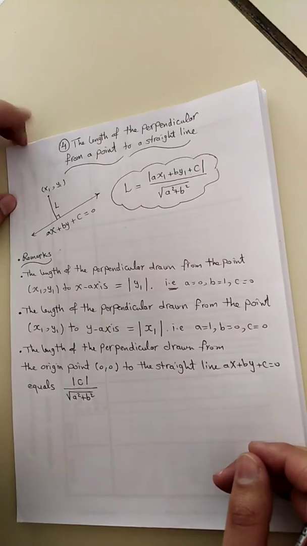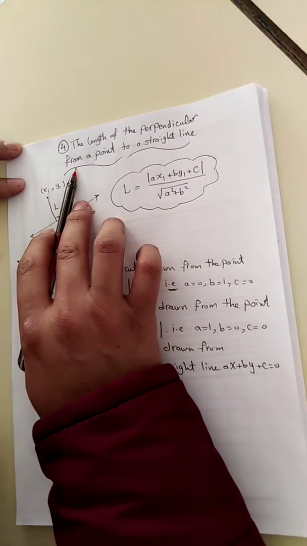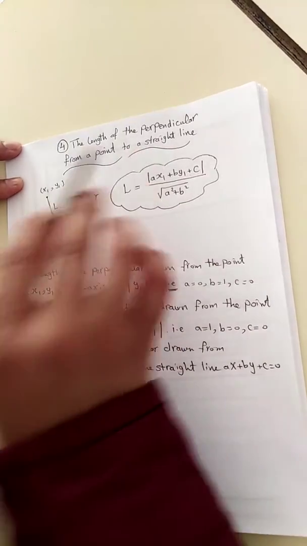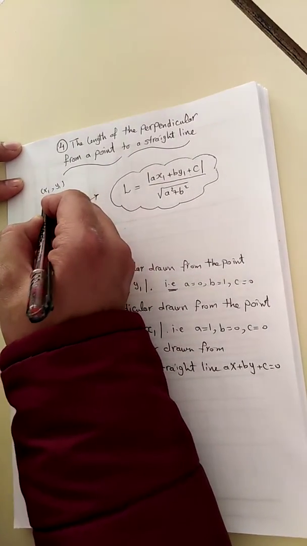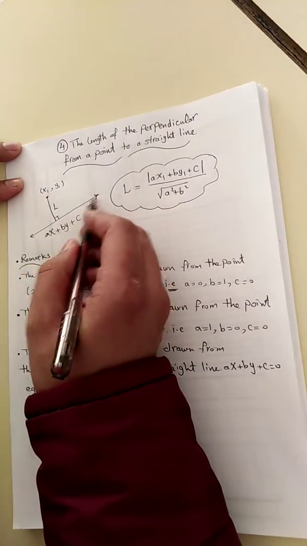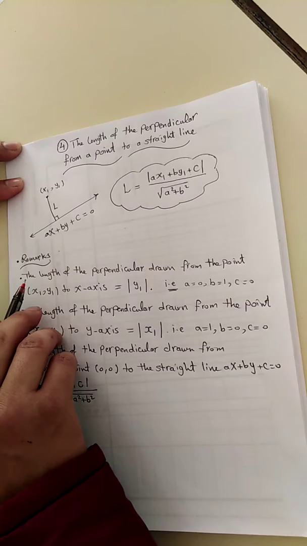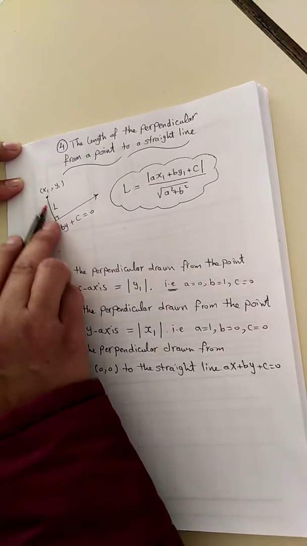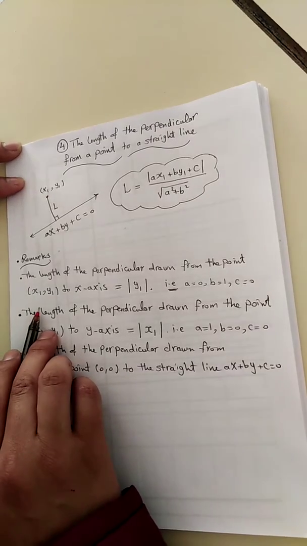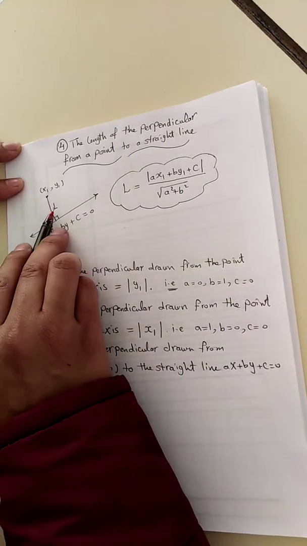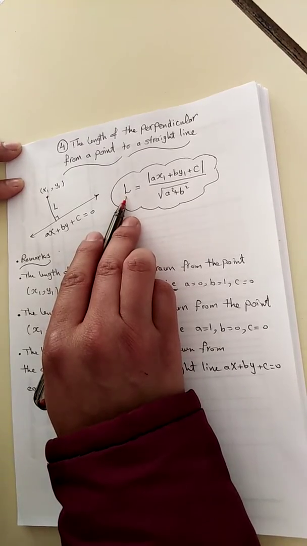Our lesson today, lesson number 4, is the length of the perpendicular from a point to a straight line. When I say a point and a straight line, the shortest distance between the point and the straight line is the perpendicular to the straight line, and we call the length L.